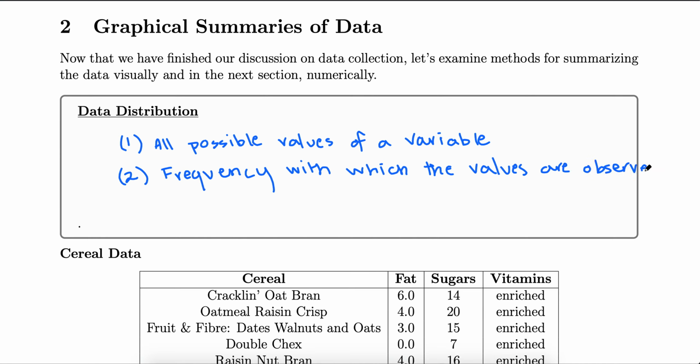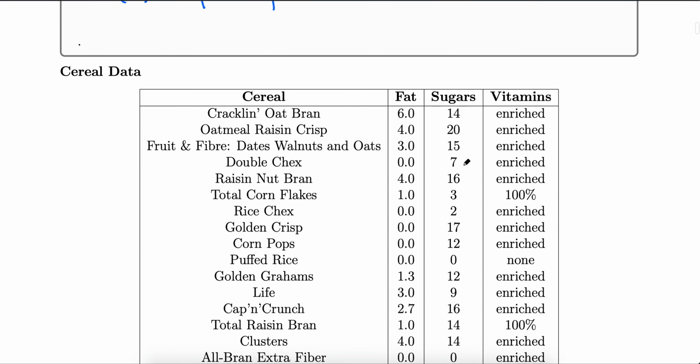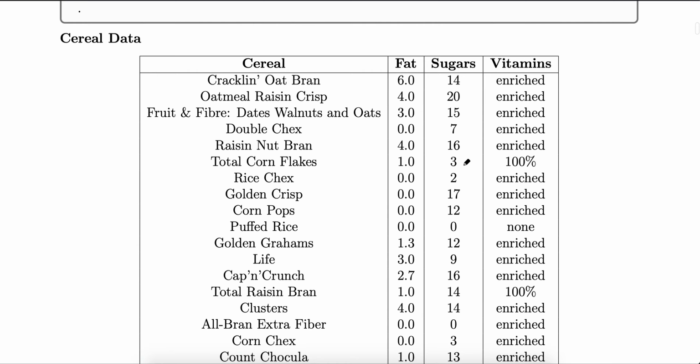So let's check out an example of cereal. So here I've got several different cereals, and 30 to be exact. So here's 30 different cereals. These are my subjects. And then I've got some different variables collected on my subjects. For example, how much fat content each cereal has, the sugar content, and the vitamin content.